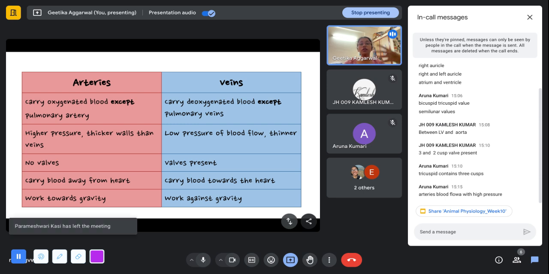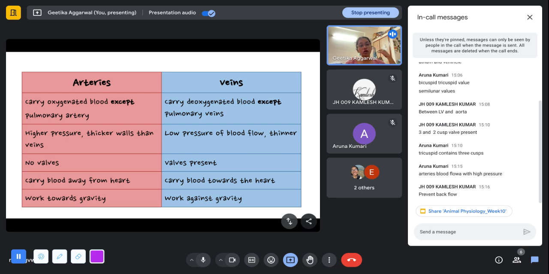Okay, so the major reason why valves are present is, as you mentioned, in the arteries, the blood is flowing with high pressure. So that ensures that there is no backflow of the blood, because there's already a lot of pressure from behind. So blood is getting propelled forwards.